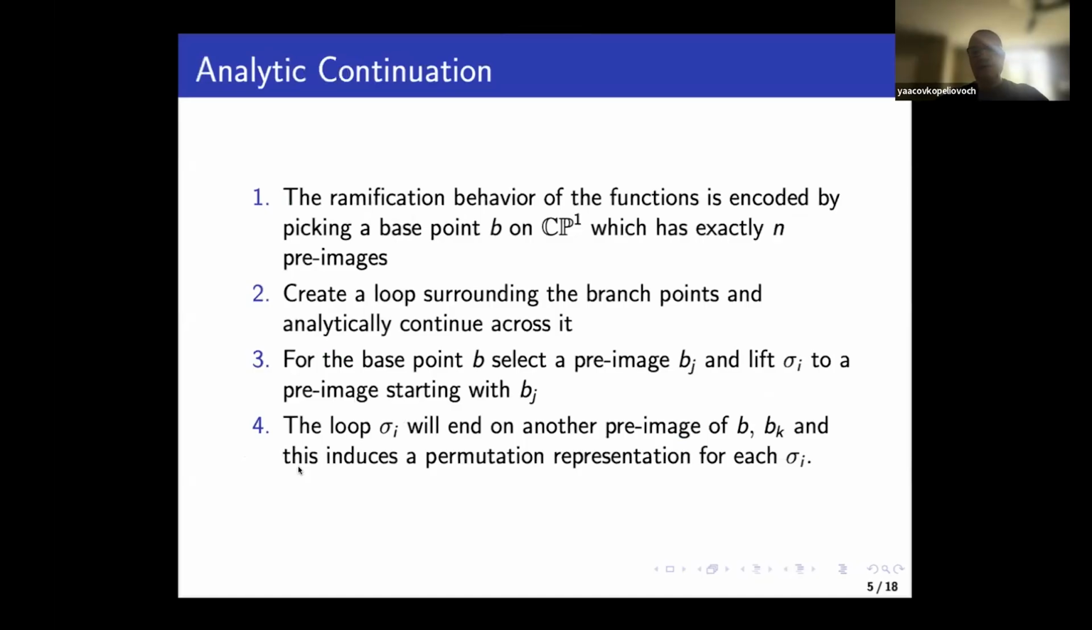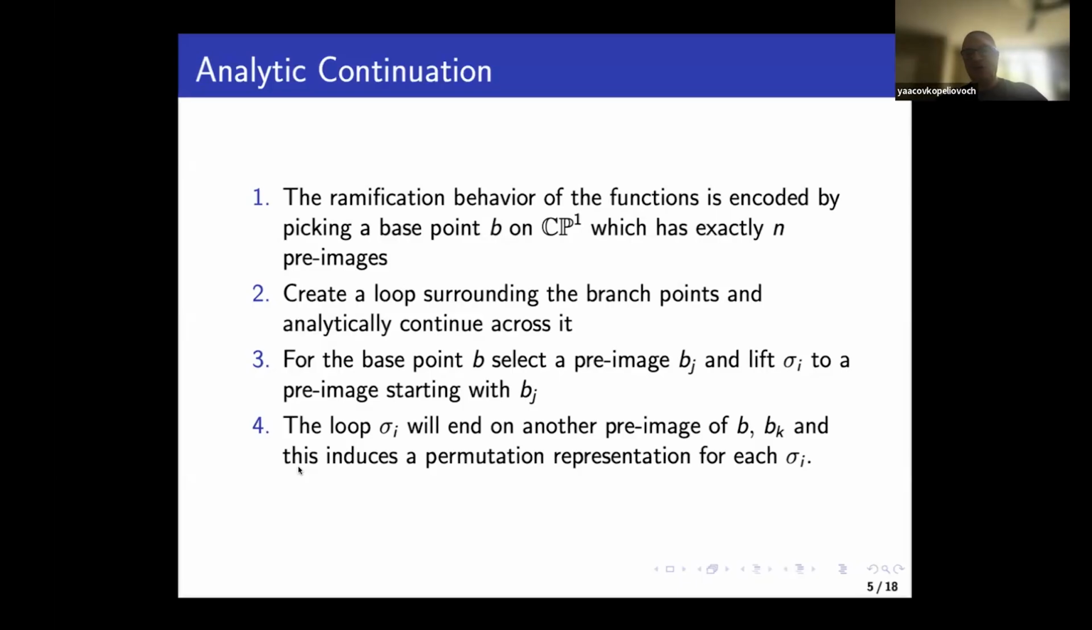So how this ramification behavior works is a little tricky. It is encoded by monodromy: if you take a base point, which has exactly n preimages, and then you take a loop around this branch point and analytically continue across it. So if you selected one preimage, it can go to another preimage, and then we are going to talk about permutations. So it's basically a permutation representation, as Ruslan was telling us. But of course, Ruslan is of much higher sophistication than this simple thing.